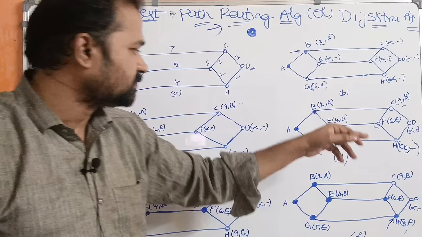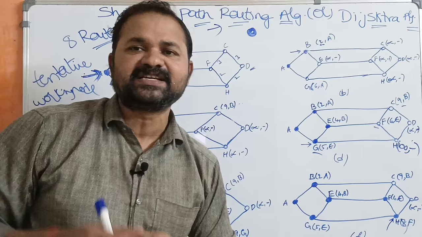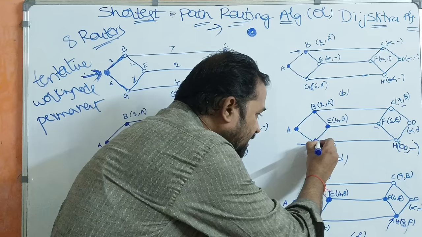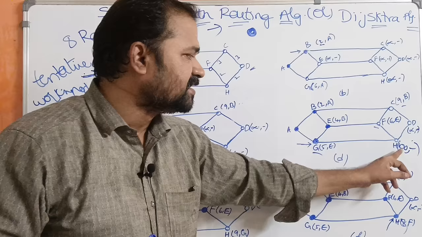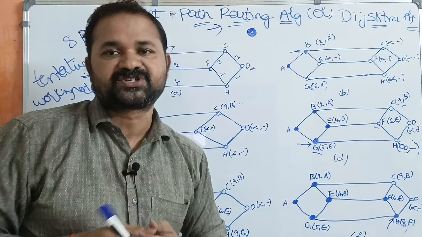Out of C, F and G, 5, 6 and 9, which is the smaller value? So 5 is the smaller value. So we have to make this node as the current working node and make this node as the permanent node. In the next step, we don't know the remaining path lengths. So that's why they are updated by infinity comma minus. If you don't know that path length distance, then their path length is infinity comma minus.